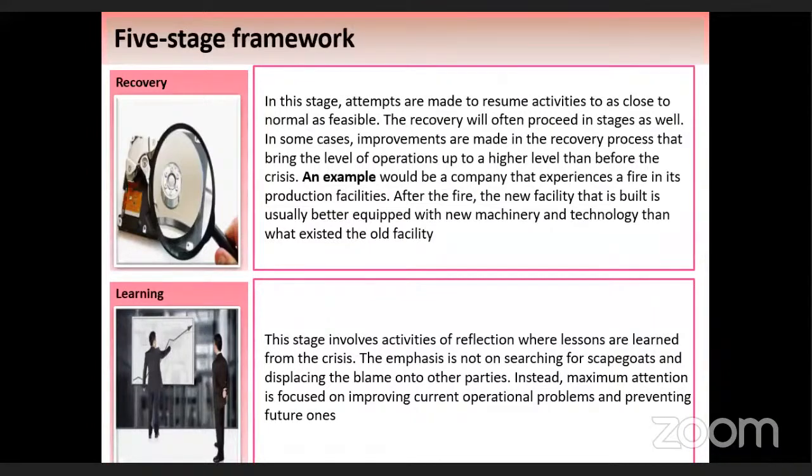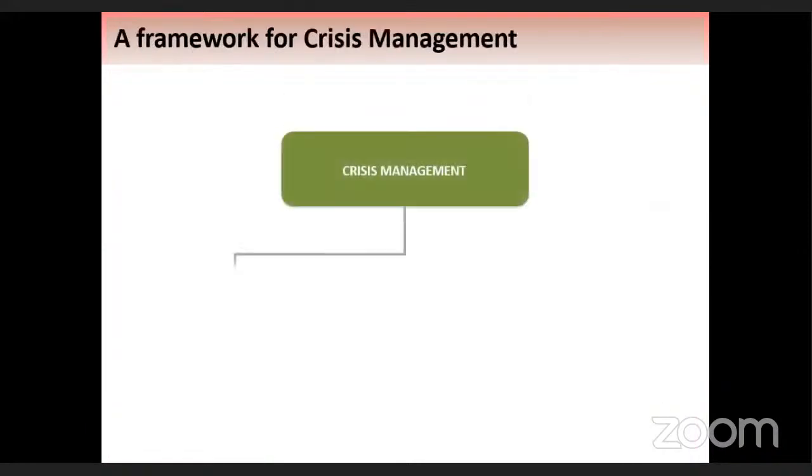Okay. Then we have the learning stage. This stage involves activities of reflection where lessons are learned from the crisis. The emphasis is not on searching for scapegoats and displacing the blame onto other parties. Instead, maximum attention is focused on improving current operational problems and preventing future ones.